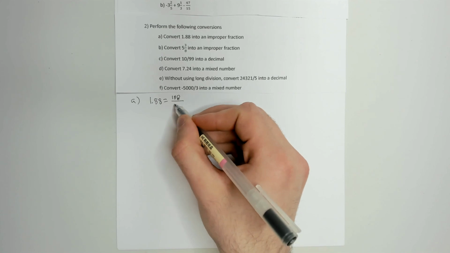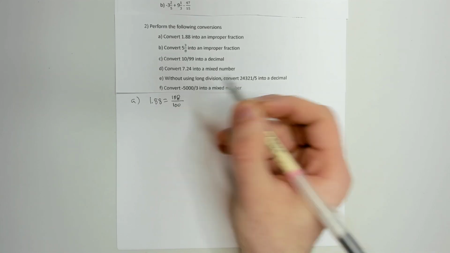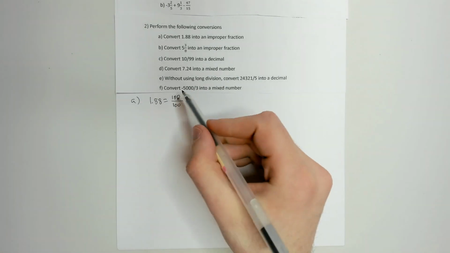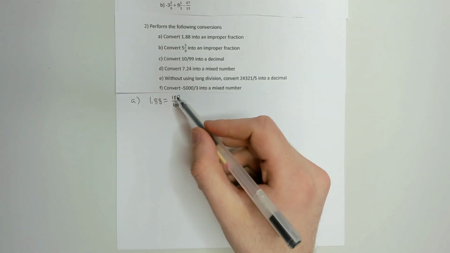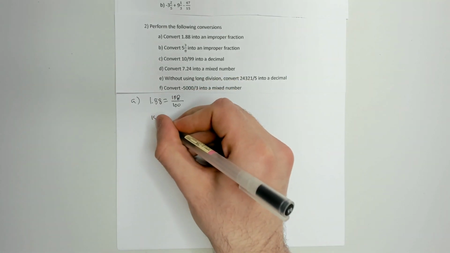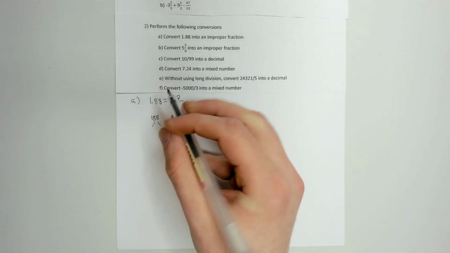So that means we're going to be dividing by 1 followed by 2 zeros, or 100, right? So we have 188 over 100. But now what we want to do is actually simplify this. To simplify this optimally, we can basically just divide by their greatest common factor. So to find that, let's do some prime factorization.